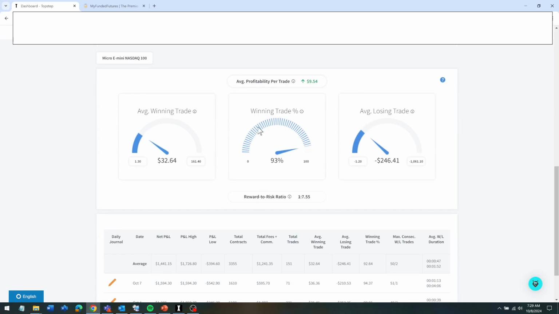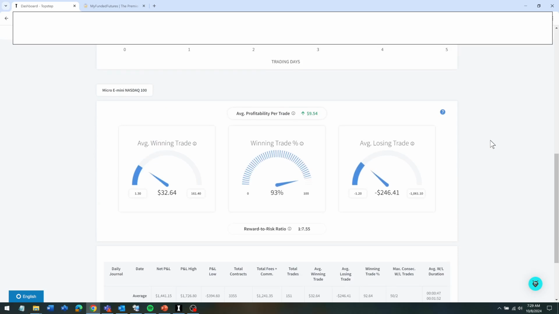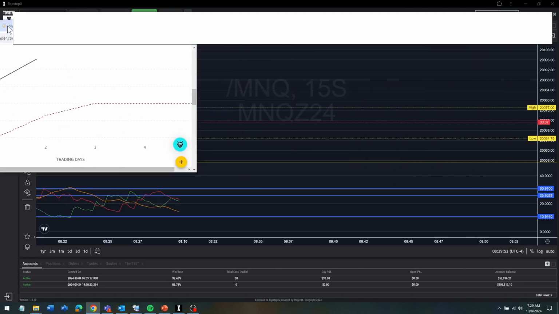Again, the same information that's available on the app is available here. And I'm always looking at these two numbers, average profitability and risk to reward. I'm looking to make this bigger and make this smaller. I'm sure some people are looking at these numbers and maybe thinking they're not great, and I would agree they're not great.